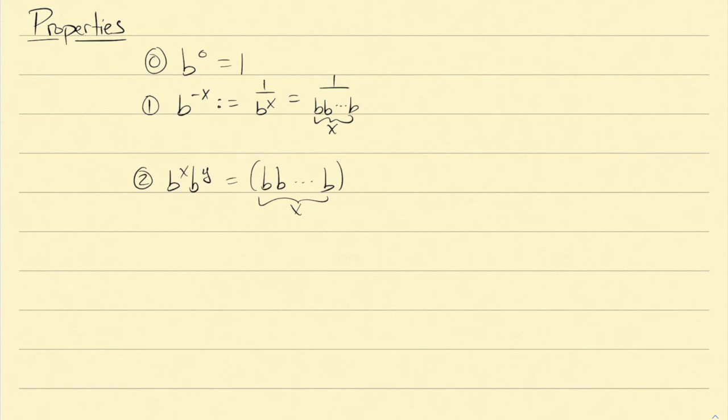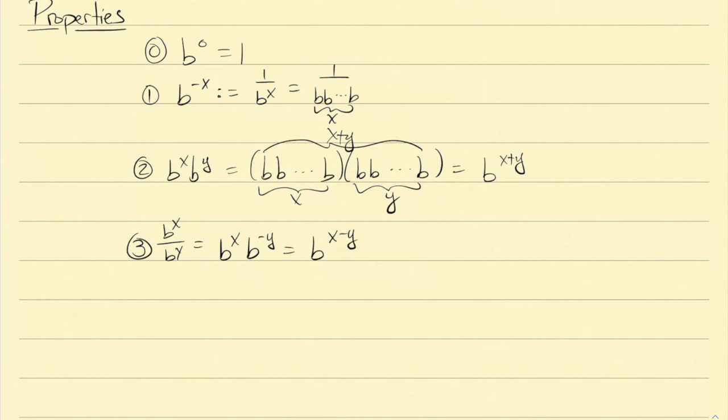If you multiply two exponentials with the same base but different exponents, you add the exponents. The reason for this is b to the x means you multiply b by itself x times, while b to the y means you multiply b by itself y times. If you count up the number of b's that you have, there are x on the left, y on the right. There are therefore x plus y b's in total, which is the same thing as b raised to the x plus y power.